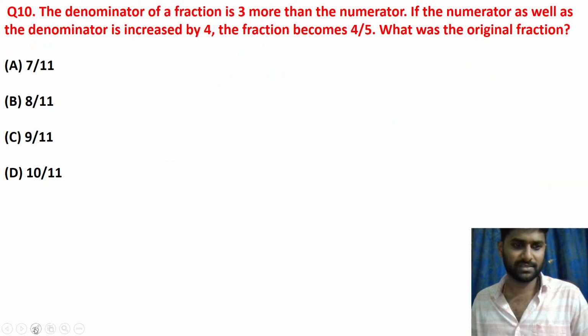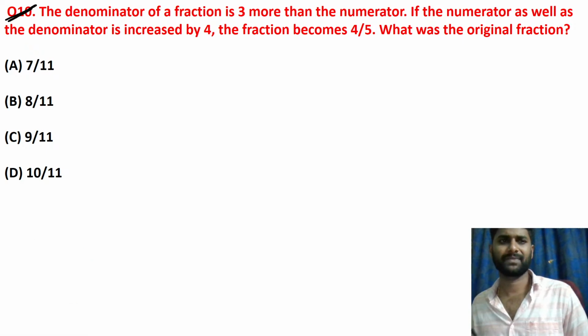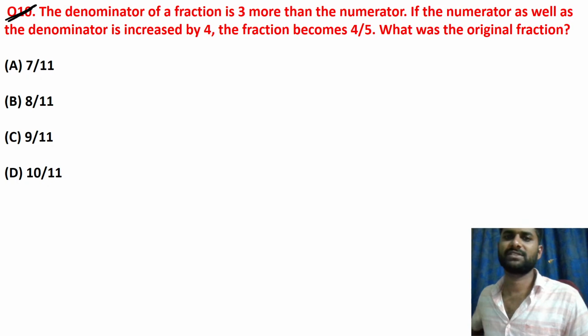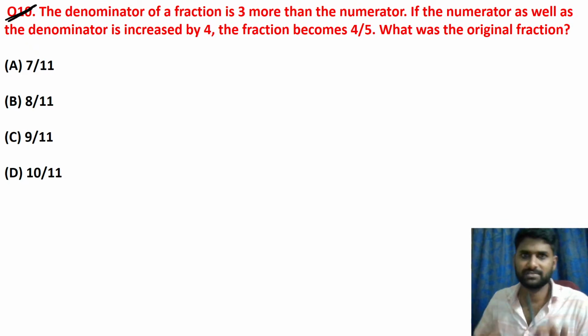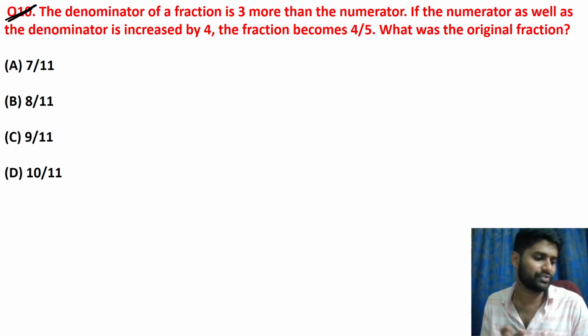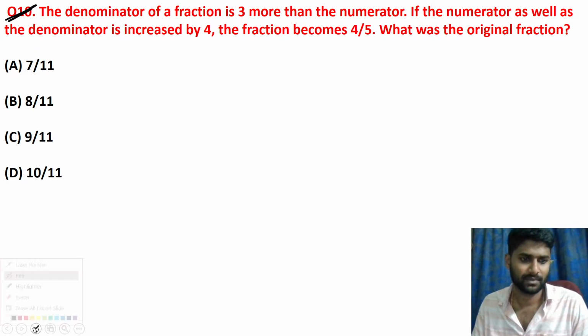This is for you guys. The question is related to the ratio and proportion concept. See, the denominator of a fraction is 3 more than the numerator. If the numerator as well as the denominator is increased by 4, the fraction becomes 4 by 5. Now what was the original fraction? Just try this question and post your answer in the comment section, guys.